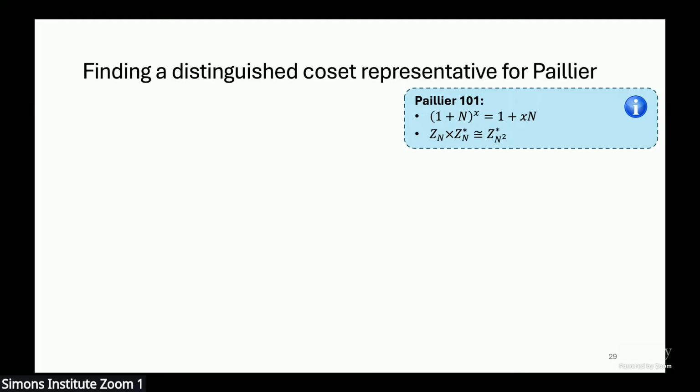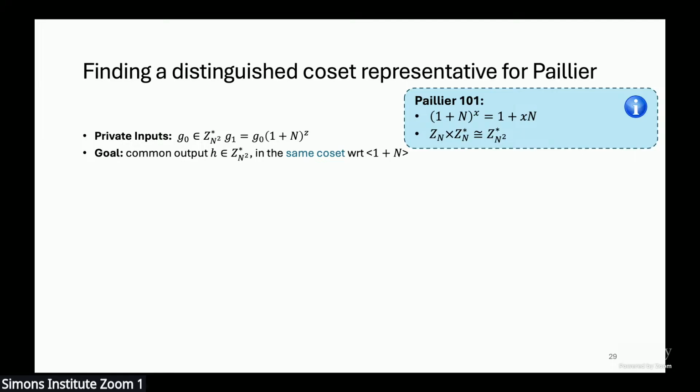Okay, so for the next step, another basic fact about Paillier is that this group, the multiplicative subgroup Z_n squared, can be broken up into this direct product of the additive group Z_n and the multiplicative group Z_n star. And we're going to use this by taking Alice and Bob's private inputs, G0, G1. So we can write G1 as G0 times (1 plus n) to the power of the message, right? And remember, our goal is to find some group element H, which is in the same coset of these two elements.